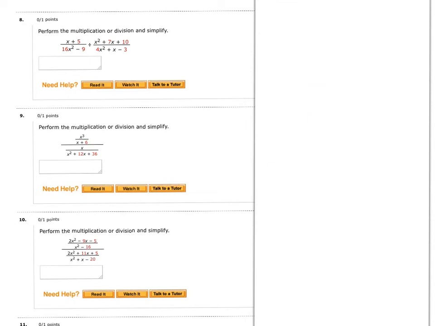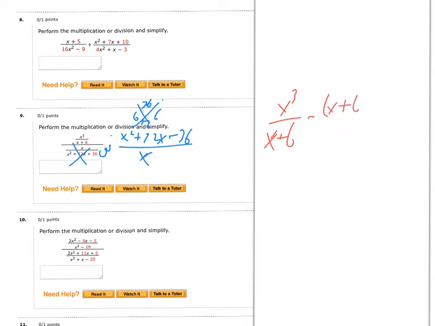All right, 9 and 10 are also division. They kind of just showed it a different way, but on both of these, we can go ahead and multiply by the reciprocal. So that's going to be multiplied by x squared plus 12x plus 36 over x. And so now I can go ahead and factor this, multiplying to 36 and adding to 12, which would be 6 and 6. So this is really saying x to the third over x plus 6 times x plus 6, x plus 6 over x.